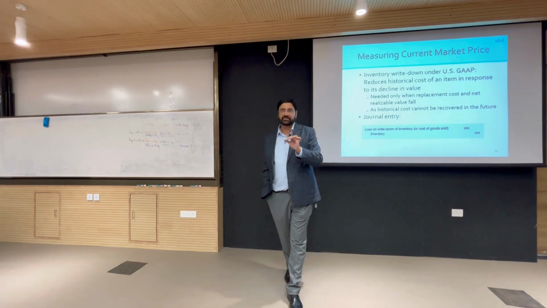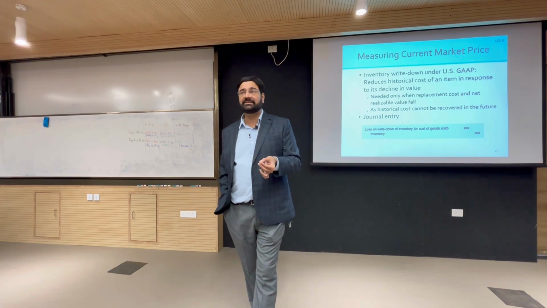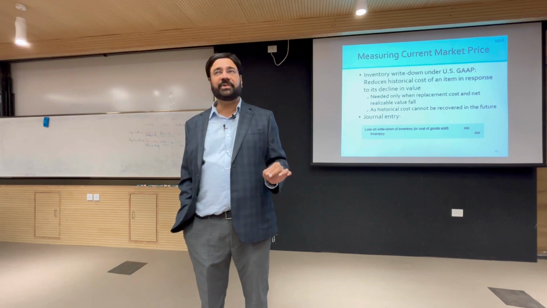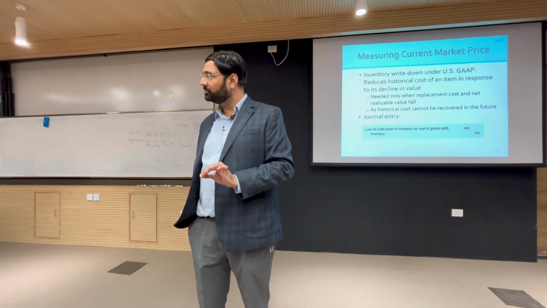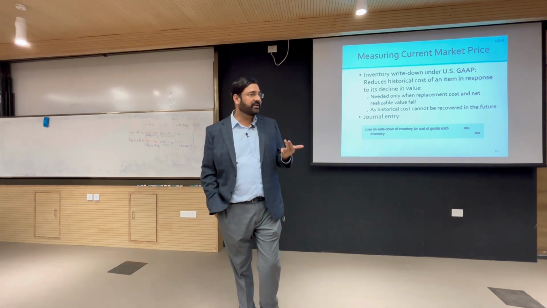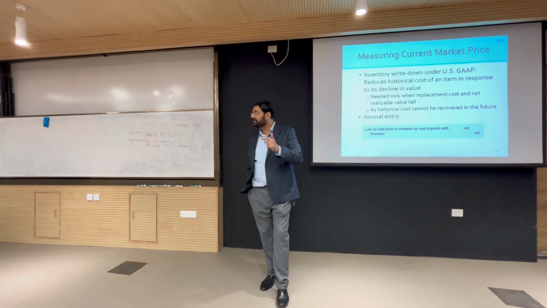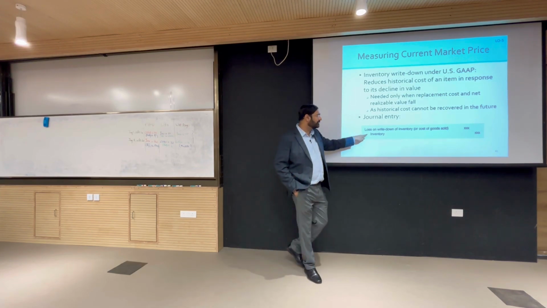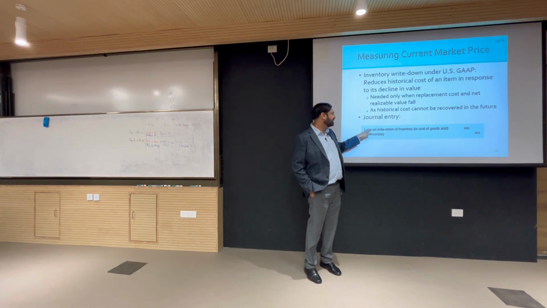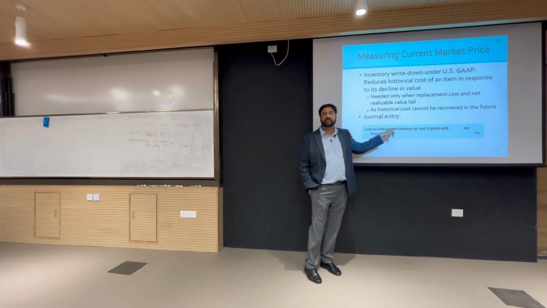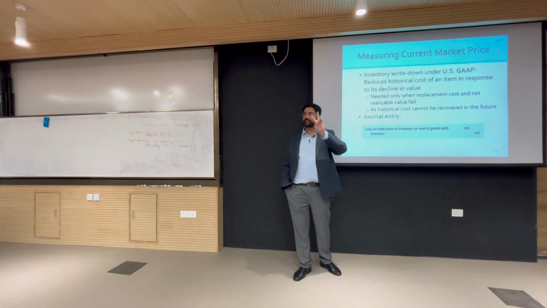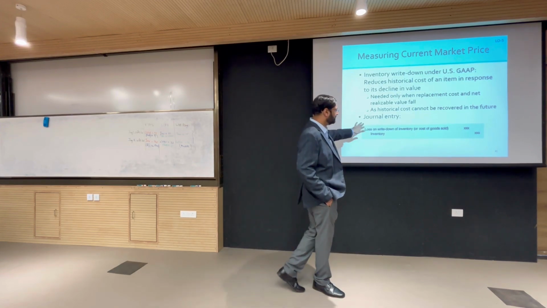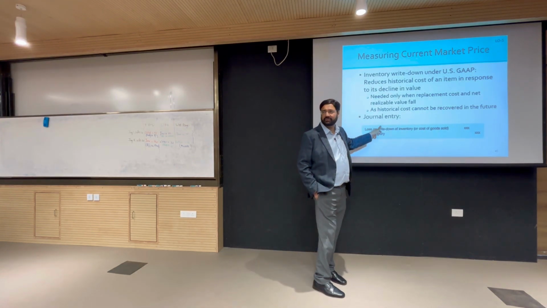So the cost was 10 rupees, the market price is 8 rupees. Will you show the inventory at 10 rupees or 8 rupees? 8 rupees. What is the current cost? 10 rupees. So you have to credit inventory by 2 rupees so that the value goes down to 8 rupees. So the inventory account is credited by 2 rupees and the loss on write down of inventory, it's a loss, will reduce your profits by 2 rupees, right? So cost of goods sold goes up or the write down of inventory loss goes up as a result.